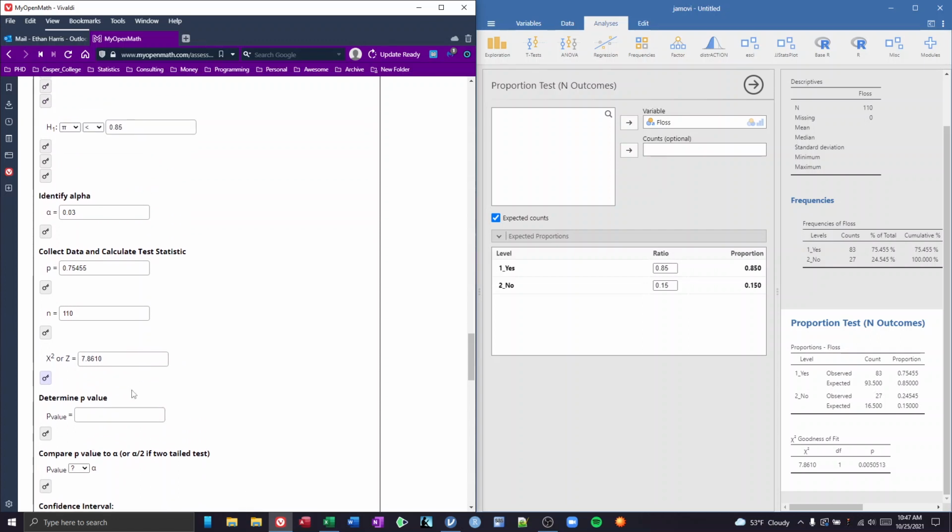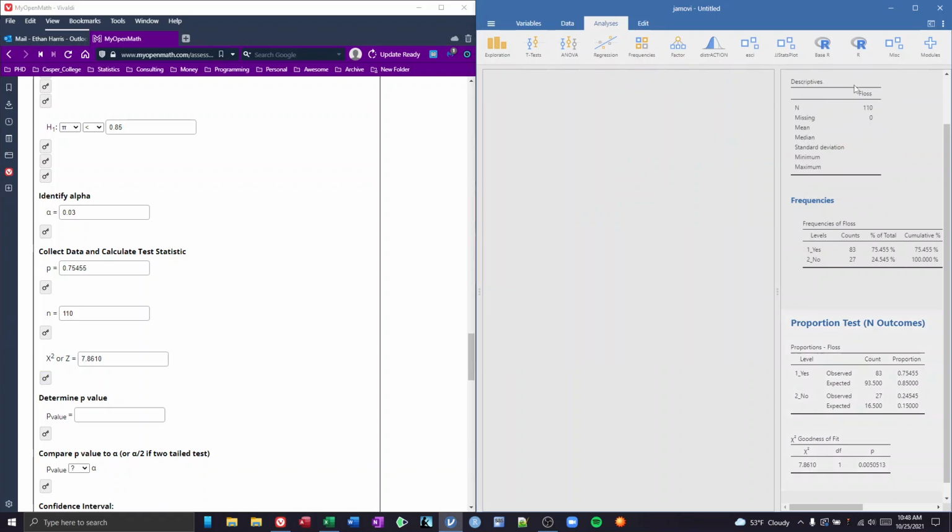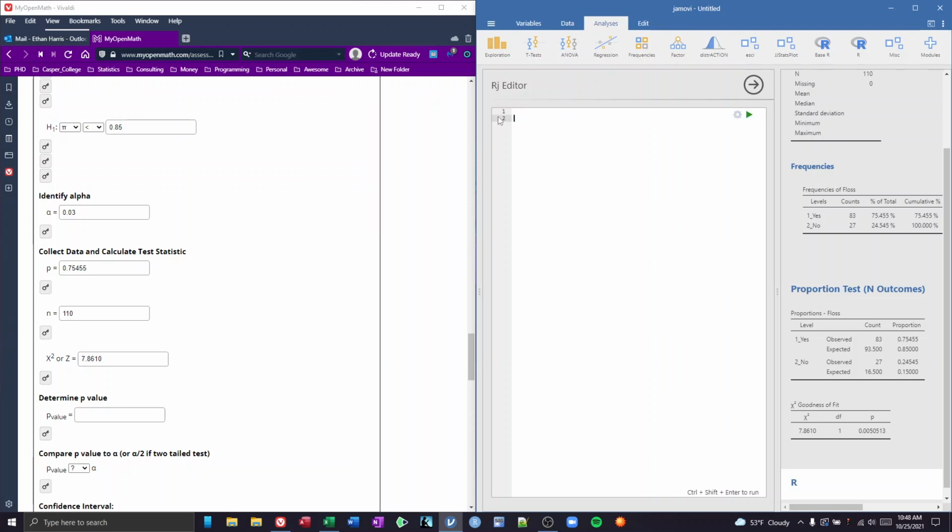Now, in Jamovi, Jamovi always assumes that we are doing a two-tailed test when we are doing this chi-squared goodness of fit. Now, if we want to do a one-tailed test, we can do it. We just have to divide our p-value by 2, because of the steps that happen in Jamovi, it winds up getting doubled. So here's what we're going to do. We're going to take this p-value and divide it by 2. I'm going to grab our editor, because I can just do it right here inside of Jamovi.